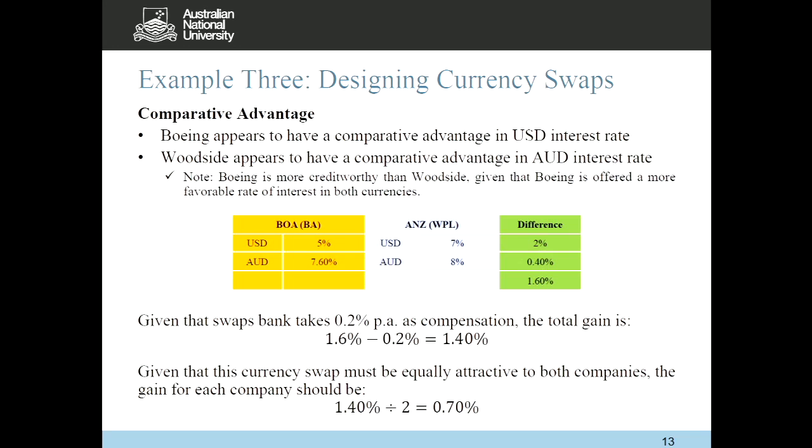And it makes sense because Woodside Petroleum is an Australian company, and the ANZ would know Woodside Petroleum better, right? So that's why Woodside Petroleum has a comparative advantage in the Aussie dollar rate. All right, so you work out the difference. The difference is 1.6%. But we have to enable the Macquarie Bank to earn a 20 basis point cut, so we're left with 1.4% to play around with. And we were asked to design a swap that will be equally attractive to both companies. So that's 70 basis points goes to each of the two parties.